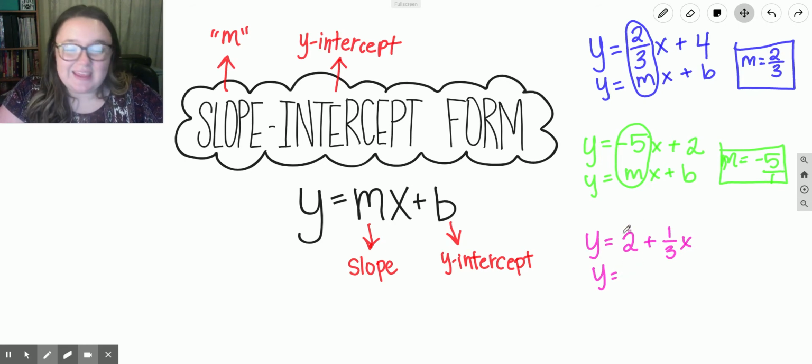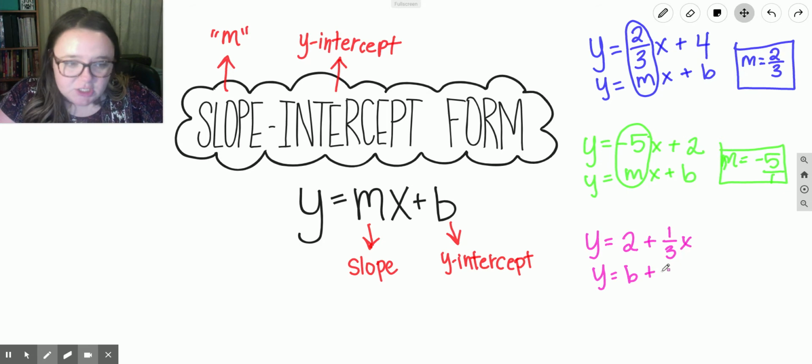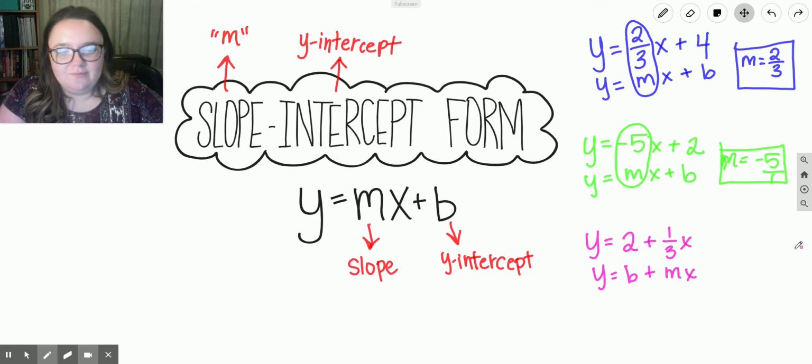This is not the m. This number is all by itself. It's a constant off to the side. This is actually the b. Plus this that is attached to the x, right? It's multiplying to the x right in front of the x. That is the m and the x. So here, my slope is actually 1/3.